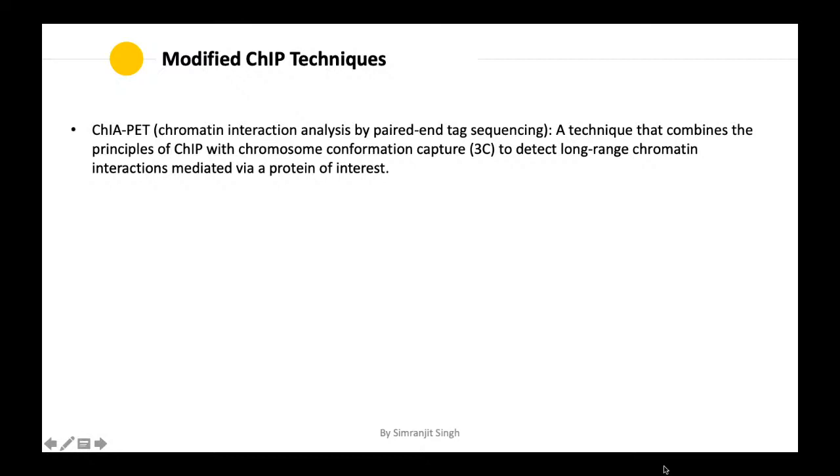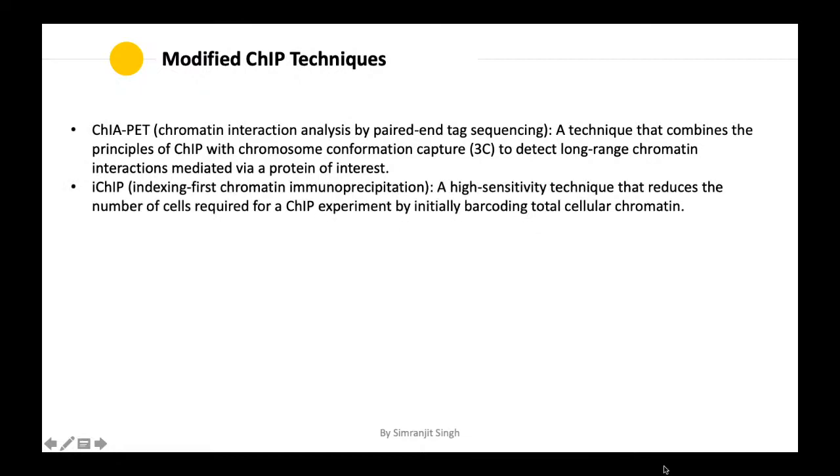Then ChIA-PET, which is chromatin interaction analysis by paired-end tag sequencing. This is a technique that combines the principle of ChIP with chromosome conformation capture, 3C, to detect long-range chromatin interactions mediated via a protein of interest.